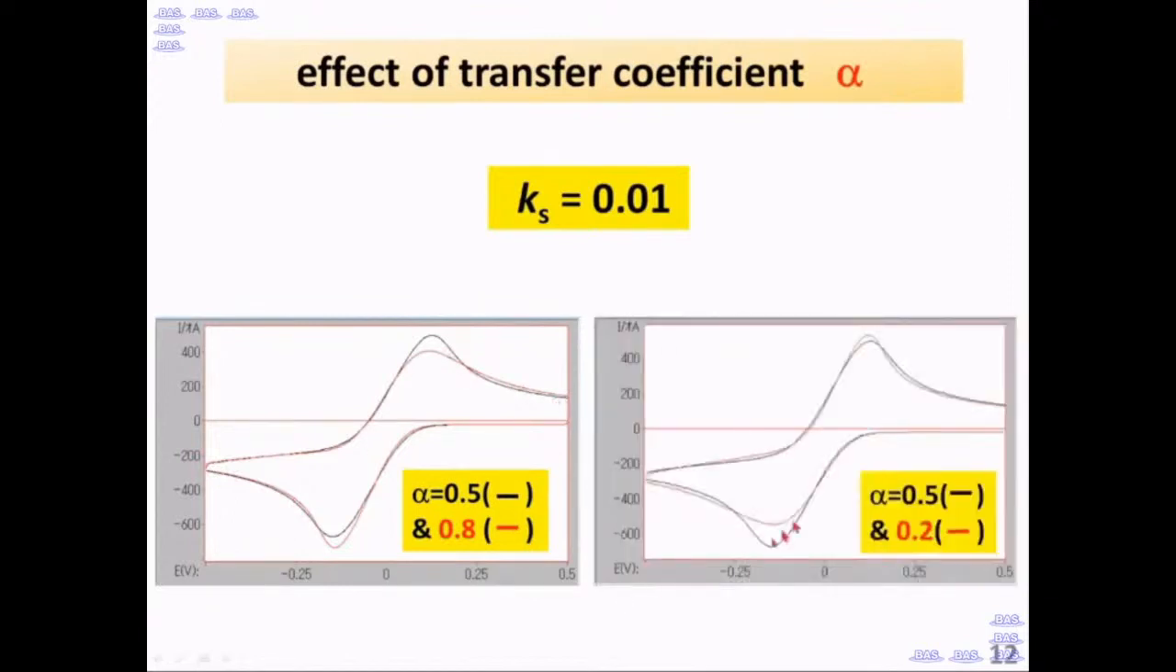And in the reverse case, the alpha is 0.2. It's a very small value, and in this case the oxidation peak is exaggerated. The value of alpha is between 0 and 1. In the usual case alpha is 0.5, and it is very difficult to understand how this value is obtained.